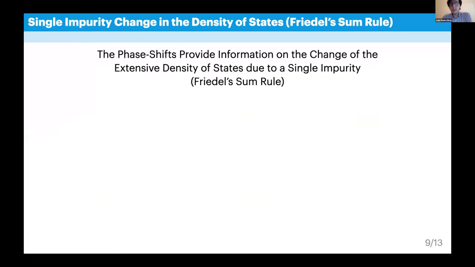So we decided to take on this problem and try to analyze it very carefully, because we know how to calculate the phase shifts, either analytically or numerically, depending on the model of impurity that you have. And these phase shifts give us directly the density of states, the extensive one, so not divided by the volume. And the way you do it is by Friedel sum rule, as I wrote here.